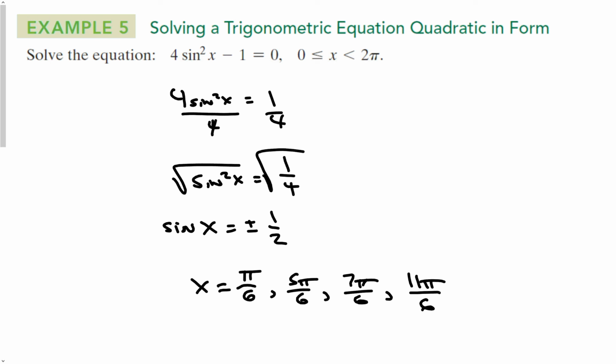Again, we don't put the plus 2 pi n because we're only looking for these numbers right here. And yes, the answer would be pi over 6 plus 2n pi, but it would already be too big, right? So I don't need to worry about that unless there's a number inside there.